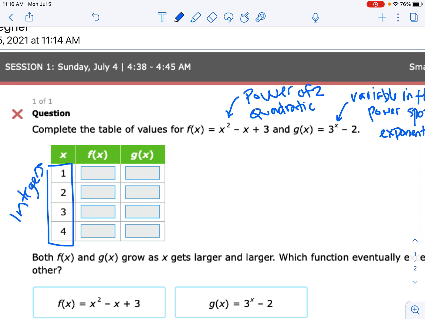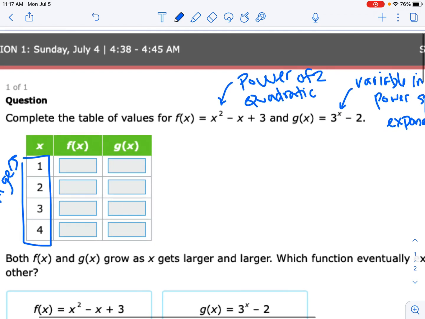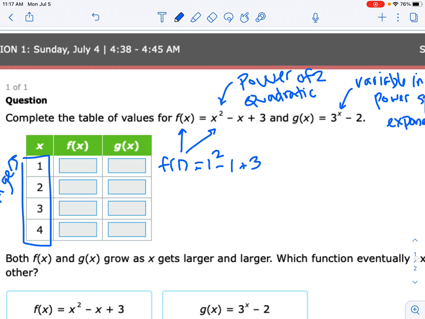Okay, so you can do this 2 ways. I got a quick way and a slow way. The quick way is nice because it's fast. The slow way is nice because it helps you master your order of operations. So for instance, if I want f of 1, that means I'm going to plug 1 into this equation. So it's going to be 1 squared minus 1 plus 3. So 1 squared is 1. Minus 1 plus 3, 1 minus 1 is 0, plus 3 is 3.